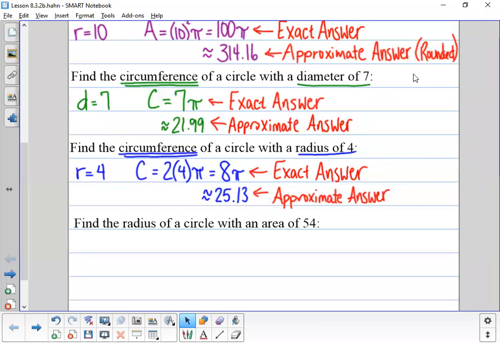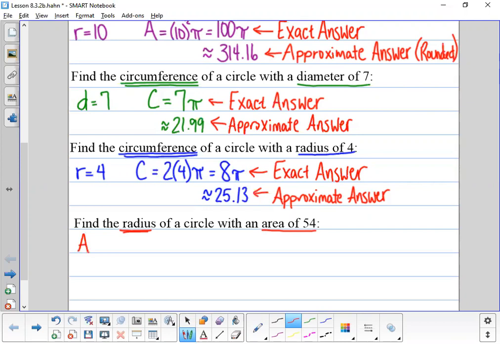Now, what if you're given the area and you need to find a radius? So this problem, we are given the area and we need to find the radius. So find the radius of a circle with an area of 54. So this time we know that the area is 54. We want to find the radius.